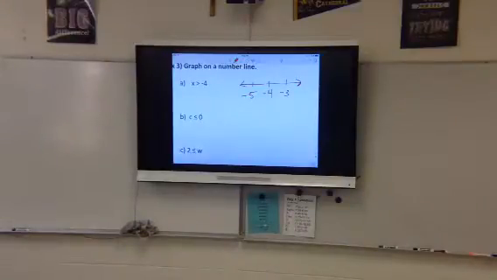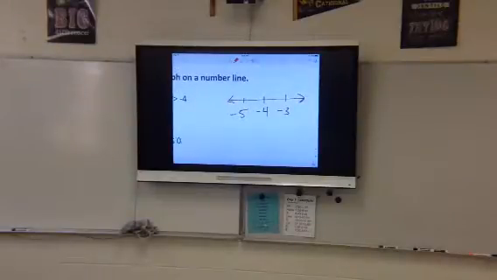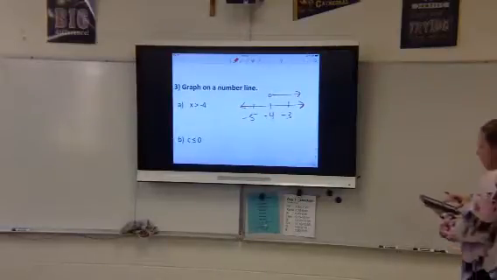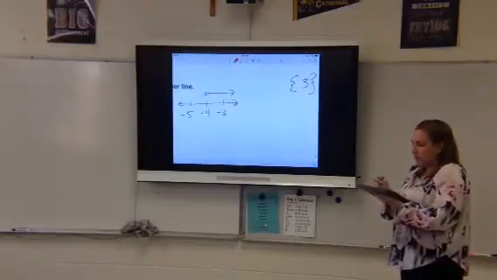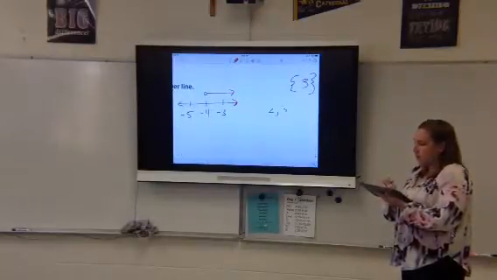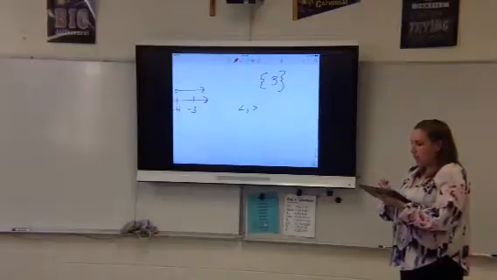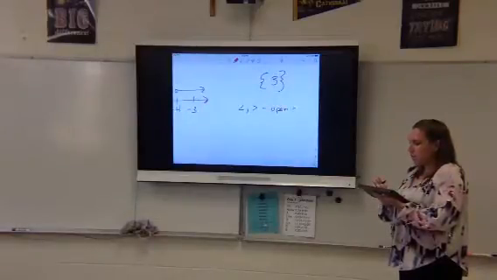Okay, does anybody remember if this is an open circle or closed circle? Good, open, okay, and going to the right. Very good, okay. So now, a couple of things to keep in mind, and we're going to put some notes out here off to the side, okay. If you have less than or greater than, okay, that's going to be an open circle.